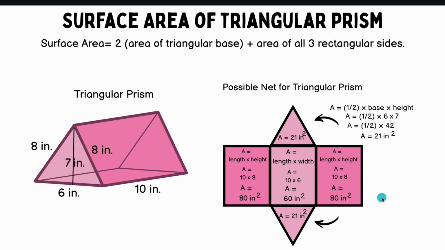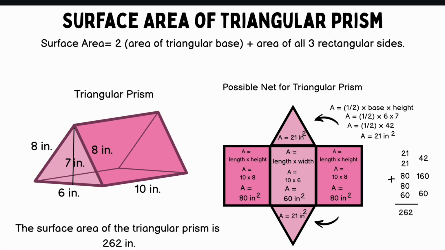Now let's combine. 21 plus 21 plus 80 plus 80 plus 60. We know 21 plus 21 is 42. We know 80 plus 80 is 160 plus 60. We know 160 plus 60 is 220 plus 42 is 262. We can say the surface area of the triangular prism is 262 inches squared.